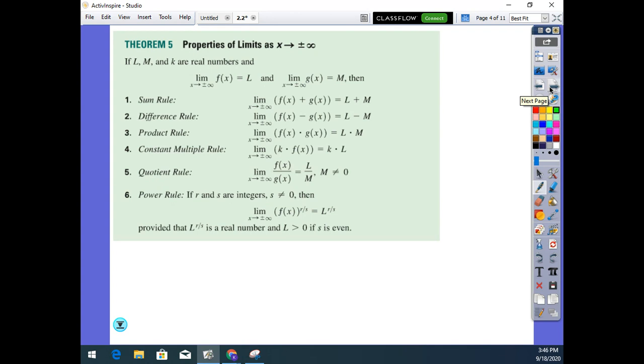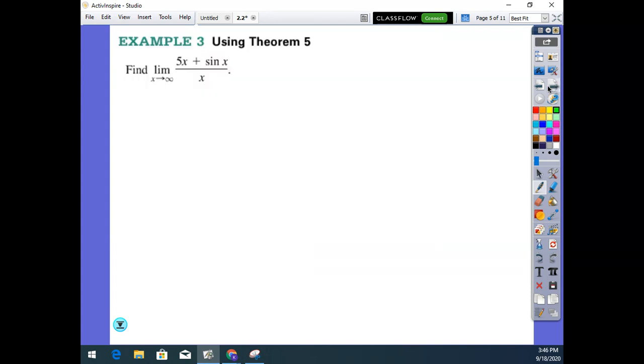These are all the same properties from the first section. Really, it's not a huge deal. When you add, you add the limits. When you subtract, you subtract the limits. If you multiply, you multiply the limits. If you multiply by a constant, you take the constant times the limit. This part is just common sense. Okay, so this is using that.